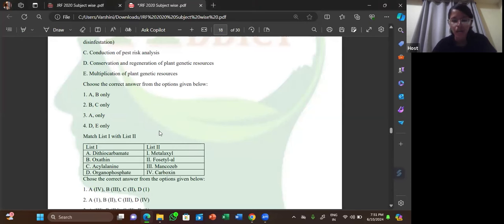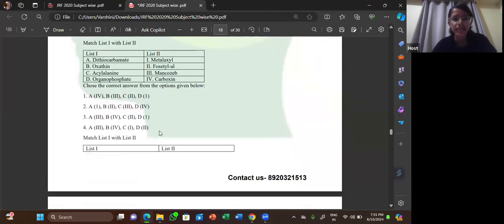Okay, now here there is another question. Dithiocarbamate, oxathiin, acylalanine, organophosphate. So, these are the chemicals. Here there are trade names. Now, please match the chemicals with the trade names.